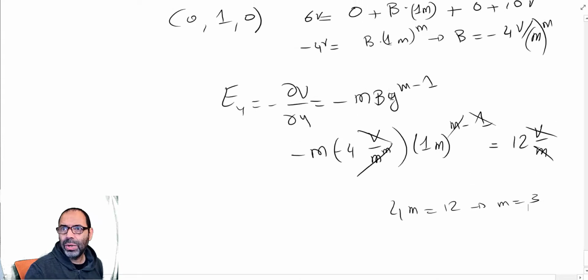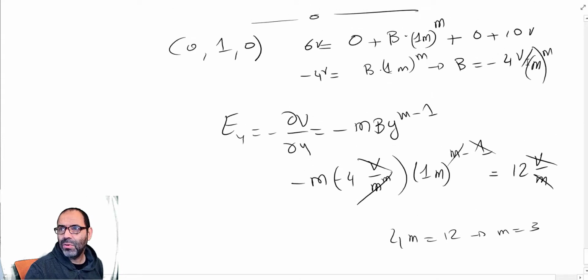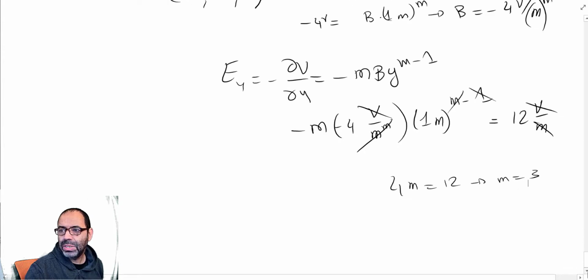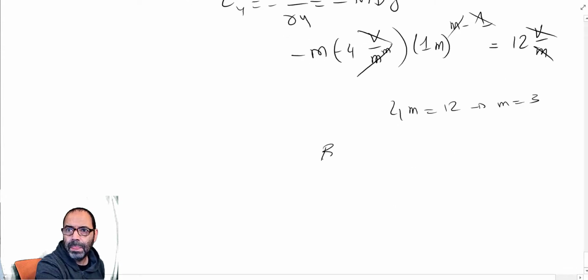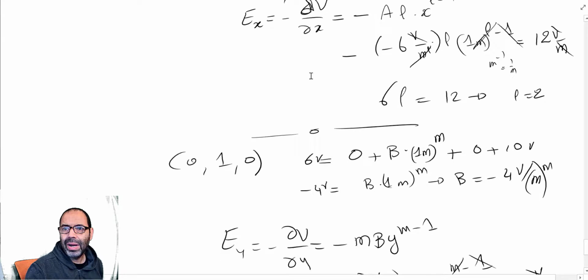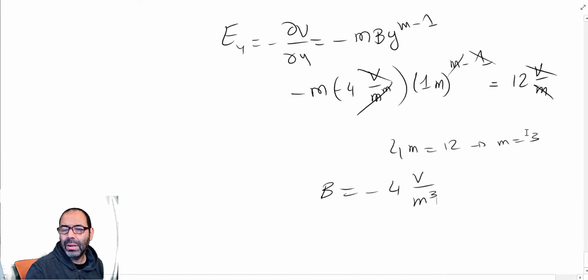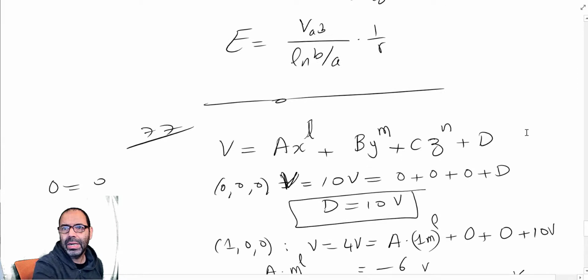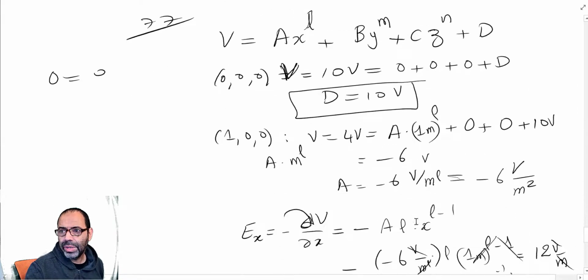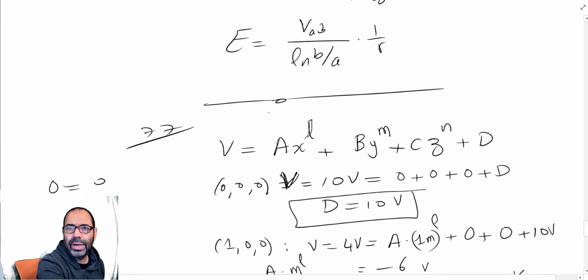So in other words, now we know what B is, because B is negative 4 volt over meter to the power m, and m is 3, so B is equal to negative 4 volt per meter cubed, okay? So if I go back, now I have B, and I have m. So the expression starts to become clearer and clearer. V, remember, is equal to negative 6 volt per meter squared times x squared, and then plus, if you wish, negative 4 volt per meter cubed times y cubed.